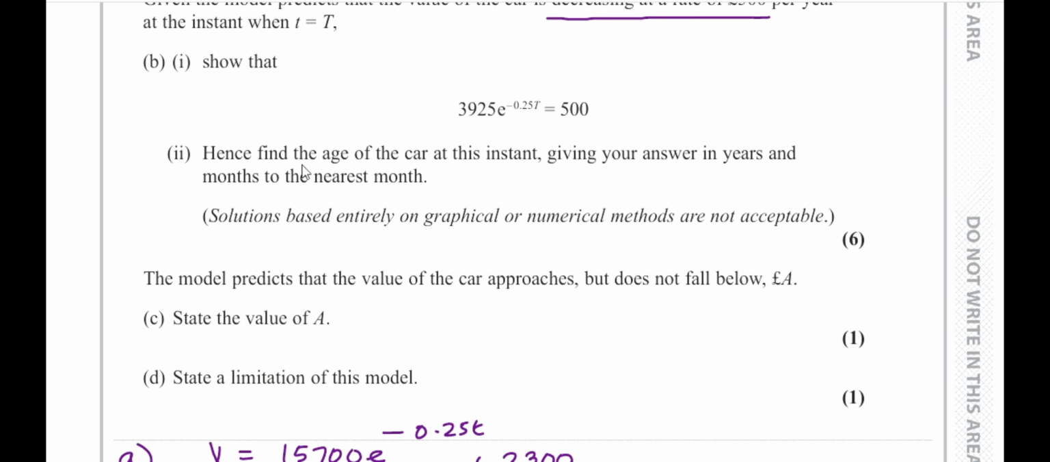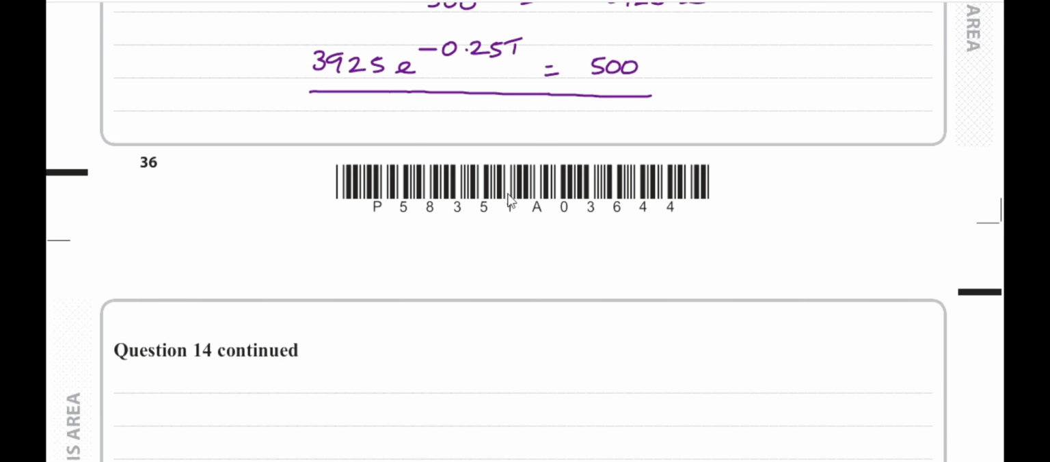Next part of the question, hence find the age of the car at this instant, which means they want us to find out the value of this capital T, giving an answer in years and months to the nearest month. So this was part I. Part II, we need to figure out what is this capital T. So we can write e to the power of minus 0.25 t equals 500 upon 3,925.